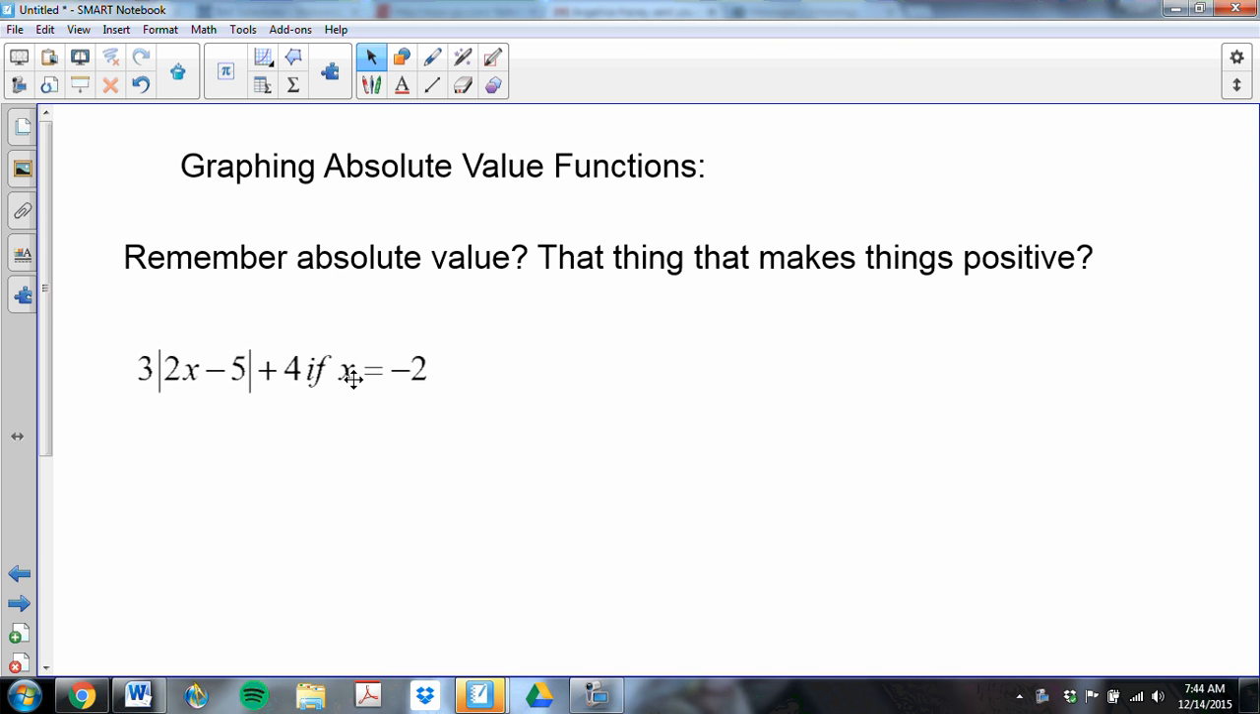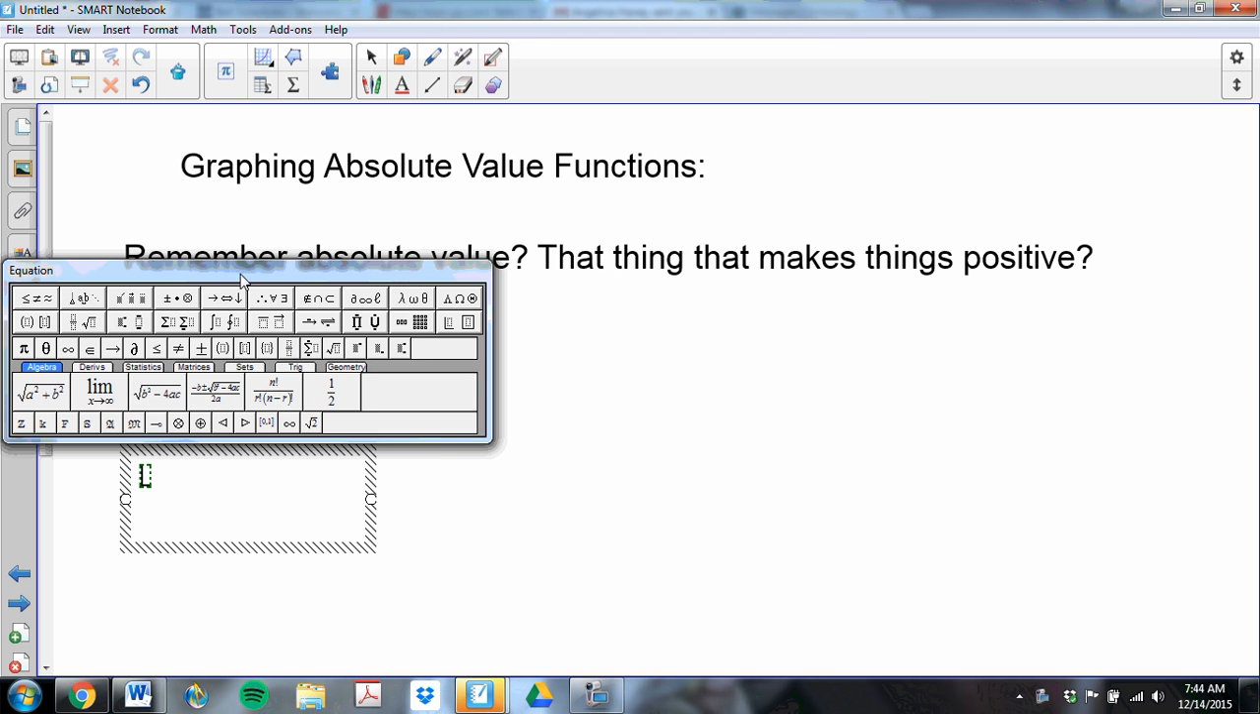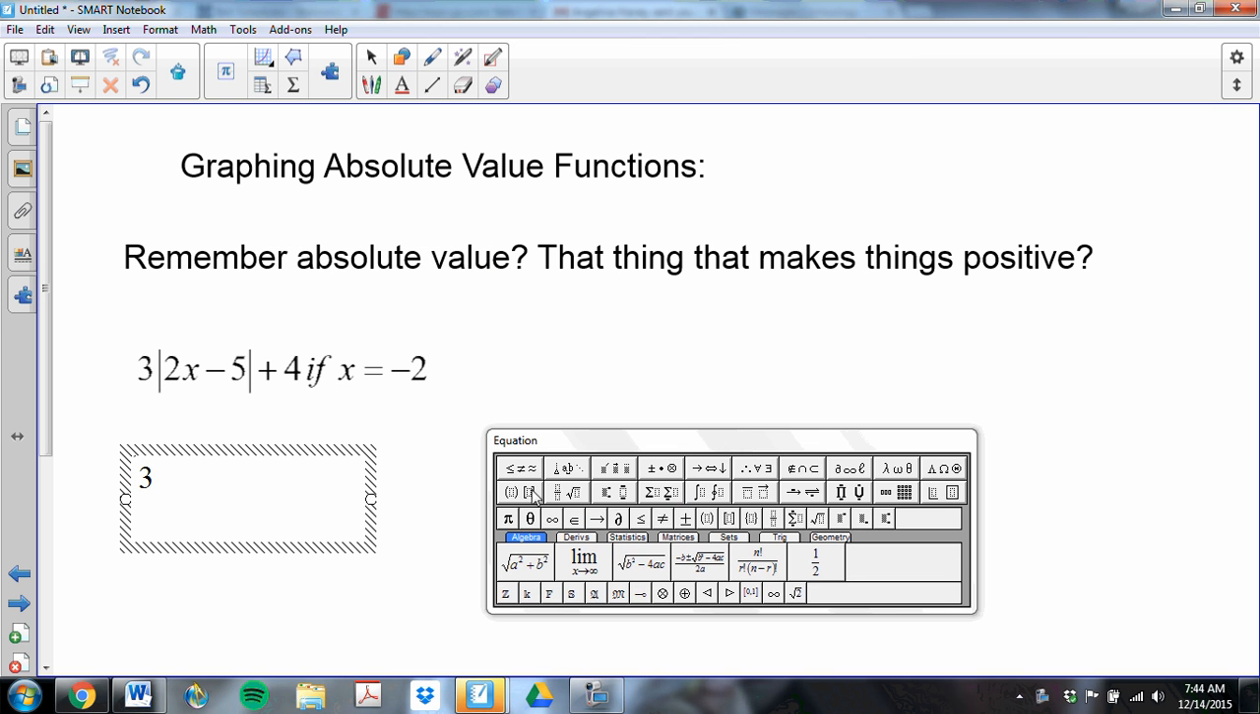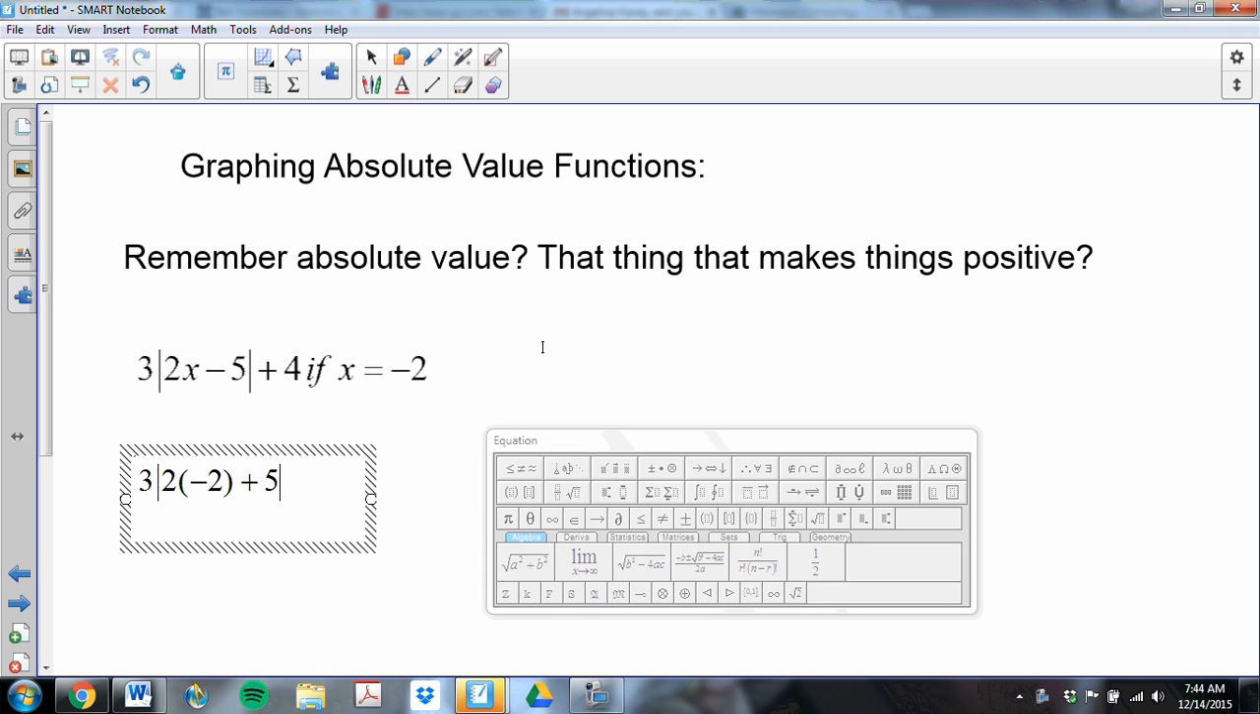So in this case, if we plug in x equals -2, we would write 3 times the absolute value of 2 times -2 plus 5 plus 4. So I just replace the x with the absolute value of -2. Then from here, I just start simplifying.